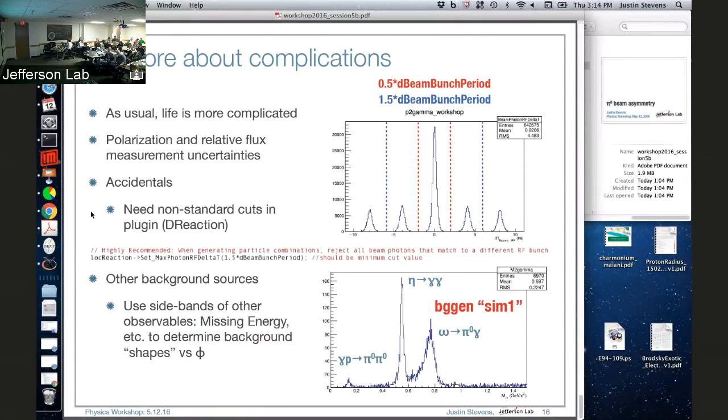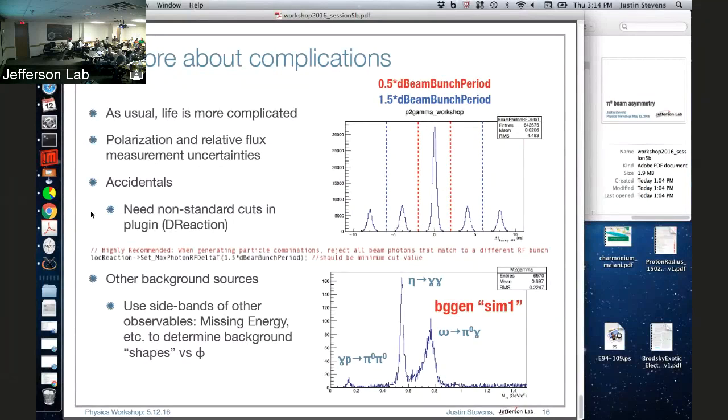And so there's some peak underneath this signal, which is the accidentals, which are automatically in your sample. So our normal cut in the D reaction, where we specify which ones of these photons we want to use in our analysis, is that we select events that are within a half of the bunch period of the main peak. And so that's really just picking the things at plus or minus 2 nanoseconds most of the time.